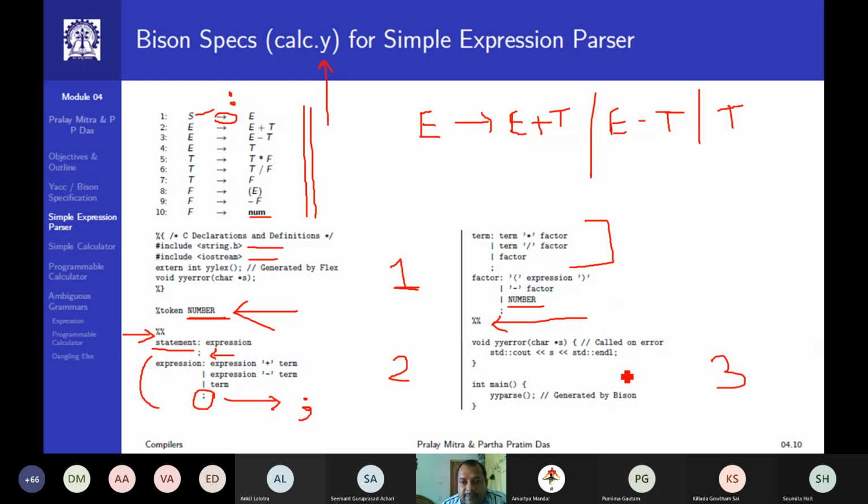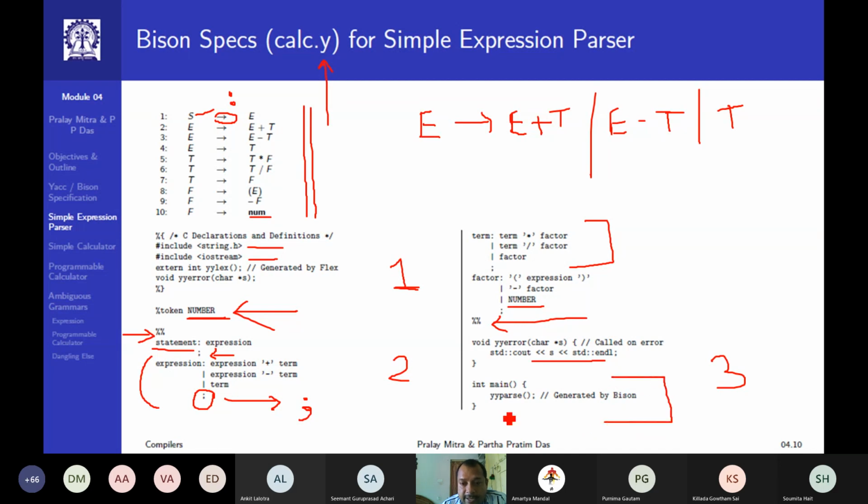In the auxiliary function section, I have two functions. One is void yyerror. If there is any error, I will report that one. We will see one such error which will occur in this production rule also, which is easy to catch and easy to report. We will do that one. And then, of course, main is there.